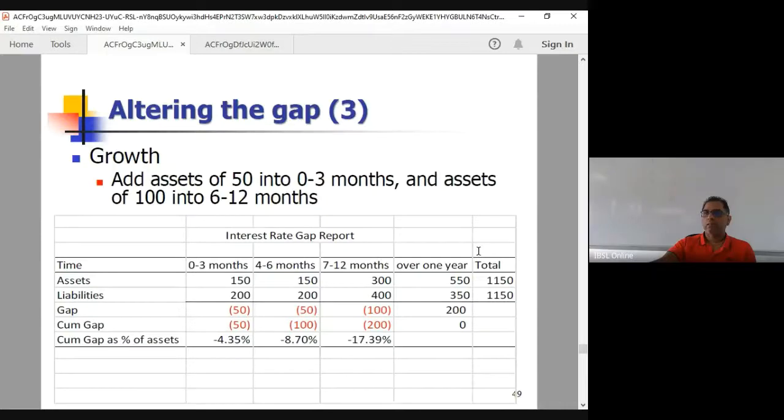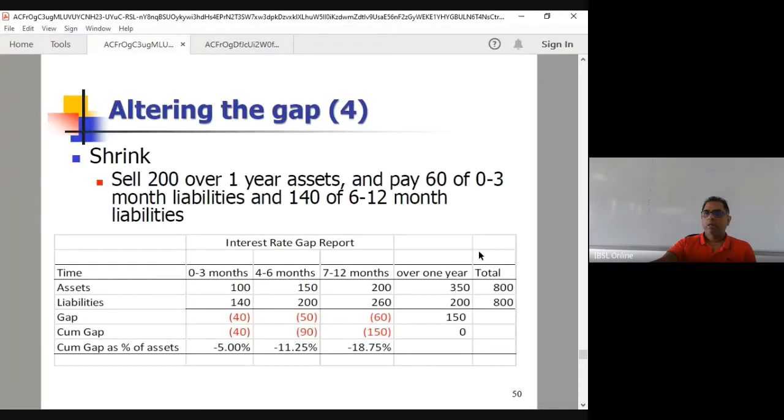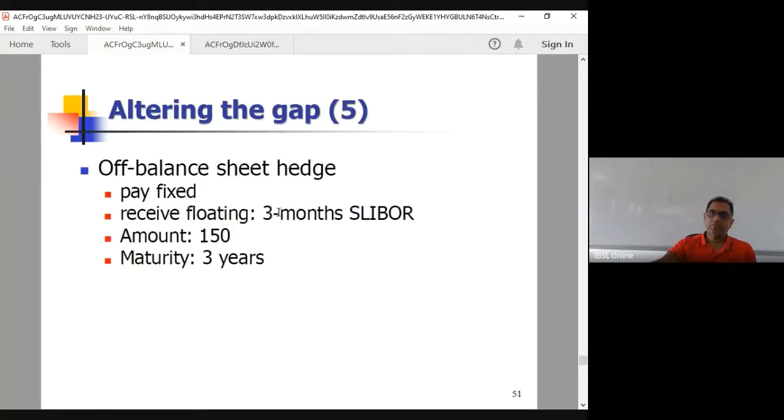Okay, so this second one, slide 49, is basically another example of that. Like I said, it says here sell over 201 year asset and pay 50, 60 of the liabilities. So basically, just going off and showing you exactly another example of what we discussed.